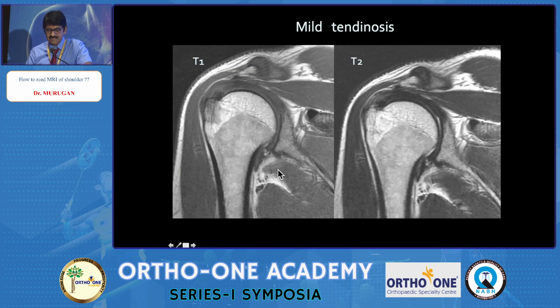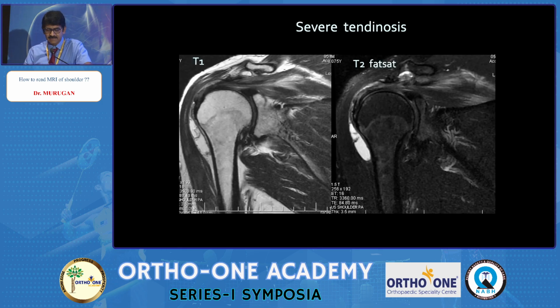I'll show some examples. For example, this is a T1 and T2. We can see the tendon is not dark, okay? But in T2, it is not really bright as fluid. So this is mild tendinosis. Again, one more grade. You can see again the tendon is not dark, but even on T2, it is slightly bright, but it's not as bright as the fluid.